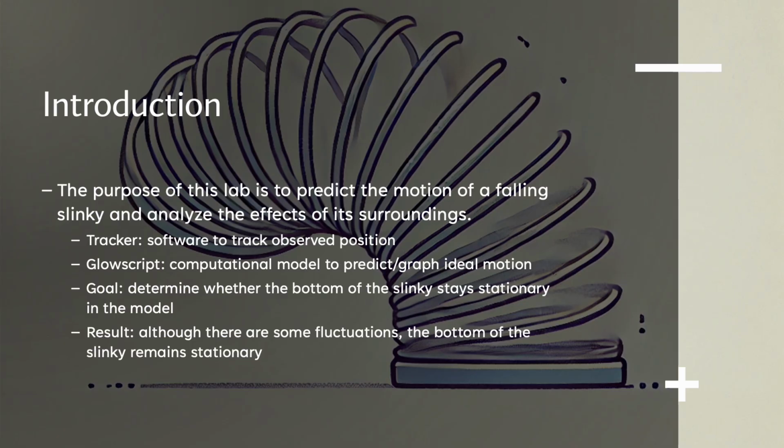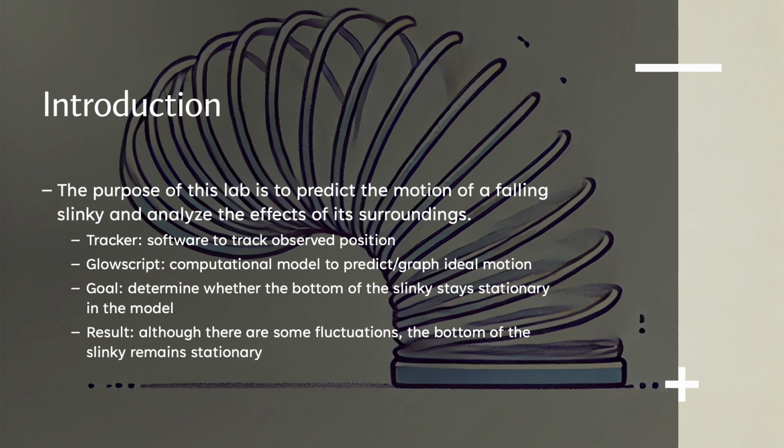The purpose of this lab is straightforward but challenging. We aim to: 1. Predict the motion of a falling slinky using physics principles and computational modeling. 2. Analyze whether the bottom of the slinky stays stationary as the top collapses. 3. Compare the observed motion, tracked from a real video, with predictions made by the computational model.